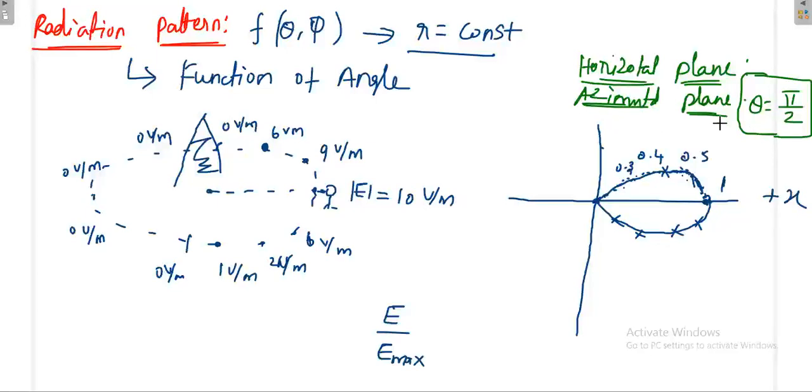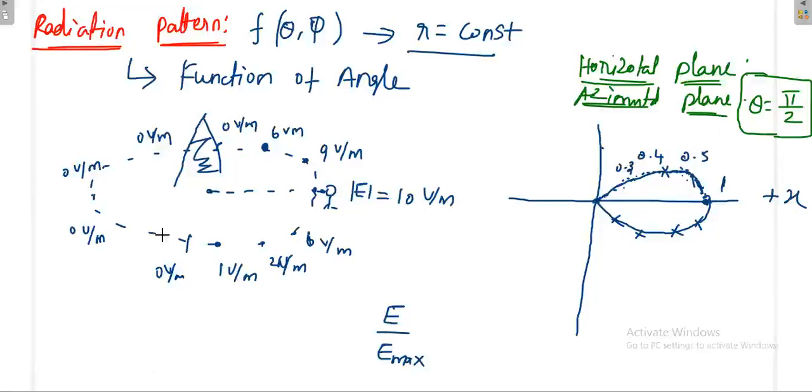Overall, what is radiation pattern? Radiation pattern is always a function of angle. It is independent of distance, because whenever you draw the radiation pattern you have to fix your distance. Then you vary your angle. If your power is more, you put more magnitude. If your power is less, you put less magnitude. That is the idea for drawing the radiation pattern.